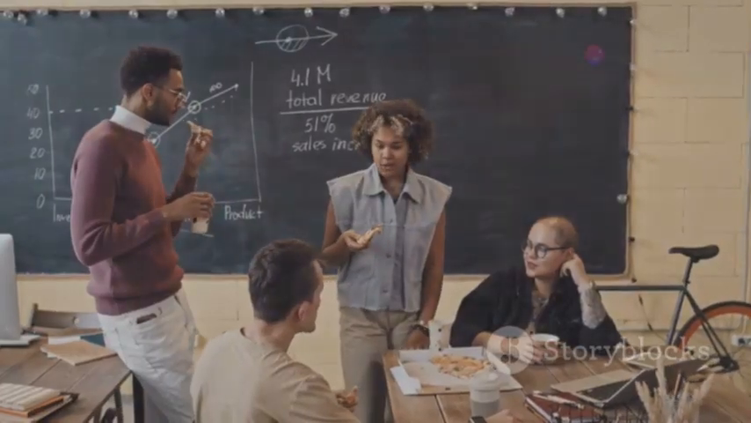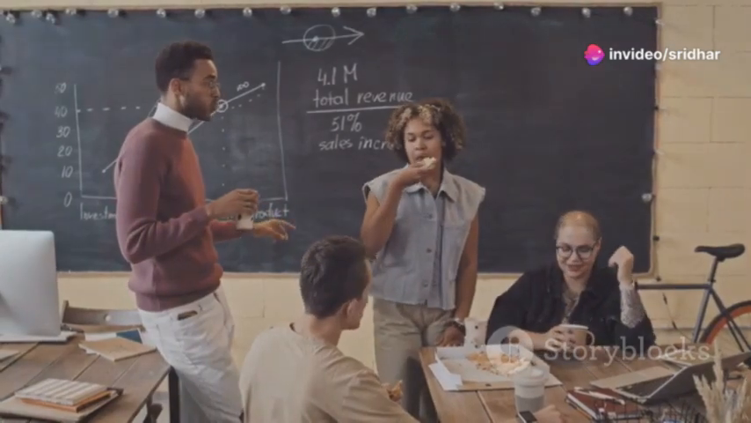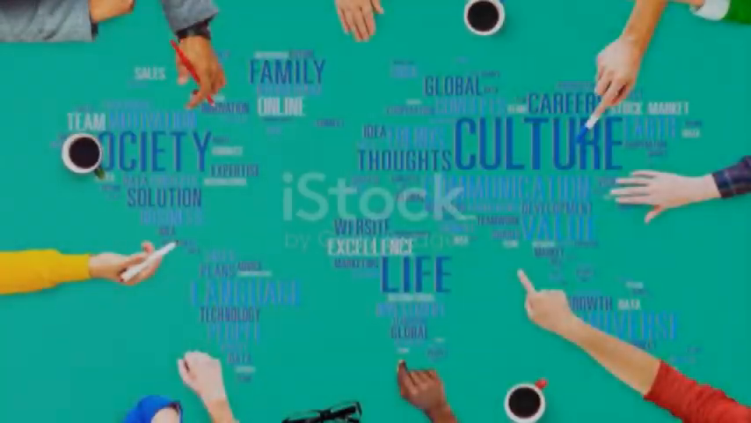Examples, monochronic: in the US, meetings start on time and follow an agenda with minimal interruptions. Polychronic: in Mexico, meetings start later and cover multiple topics with frequent interruptions, focusing on relationships.